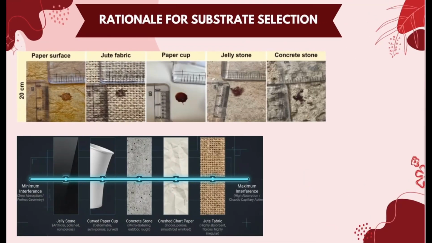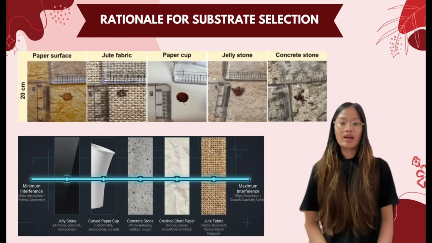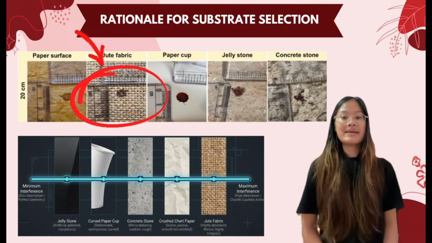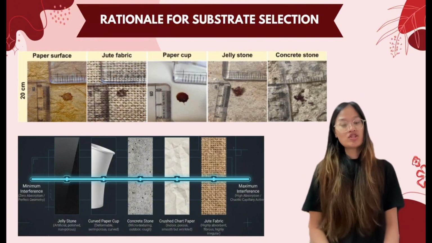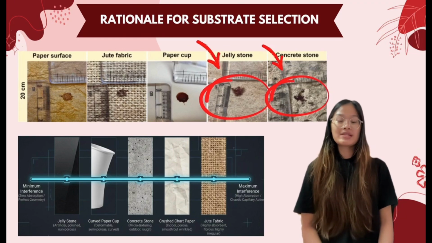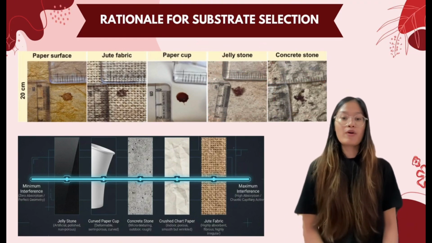Let me ask you one question. If every drop of blood falls from exactly the same height, would every bloodstain look identical? Let's find out. The answer is no. Porous surfaces such as jute absorb more blood, making it less distinct. In contrast, smoother surfaces such as concrete or jellystone produce clearer stains with more visible satellite spatters.